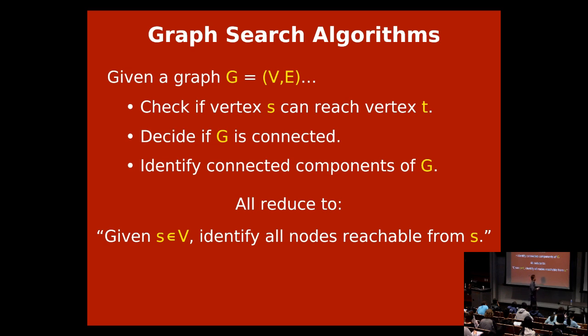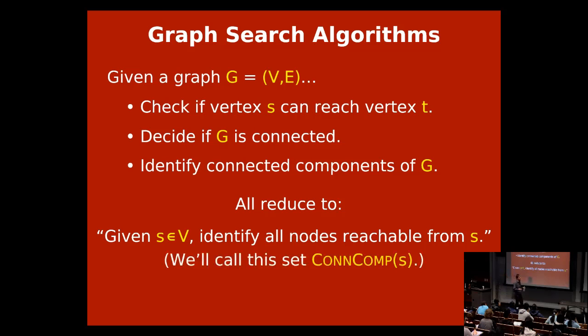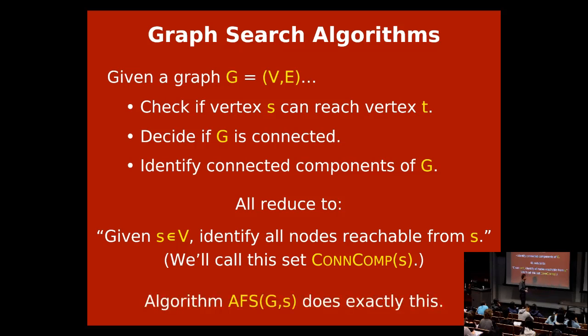So all of these problems reduce to this problem, which is what we're going to mostly talk about, which is this task. I give you the graph, I give you one particular vertex S, sometimes called the source, and you want to identify all the nodes reachable from S. For example, if that's all of the nodes, then it means the graph is connected. And if it's not all of the nodes, it means the graph is not connected. And if it contains T, then you know that S can reach T, and so forth. And this set of nodes is called the connected component of S, containing S. So I'll use this notation a little bit for it.